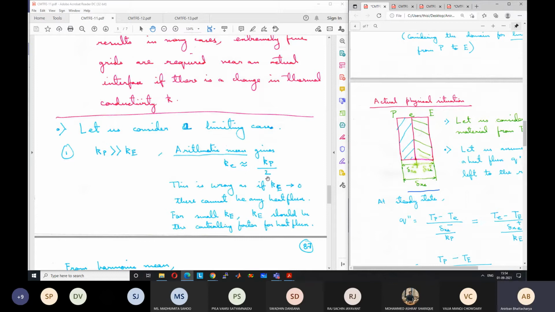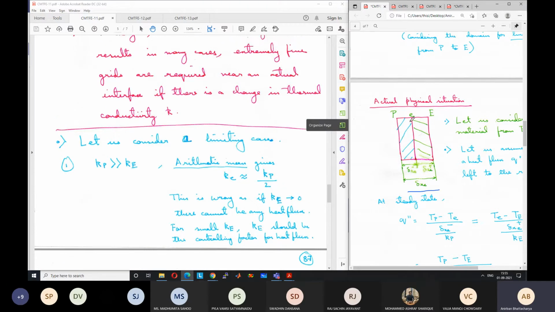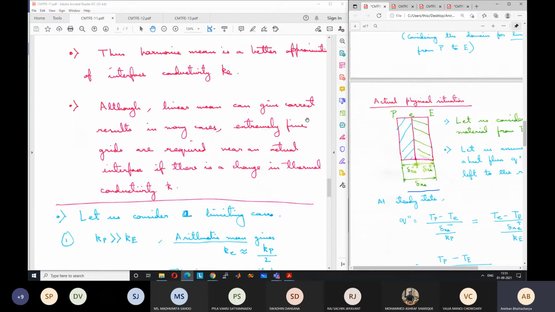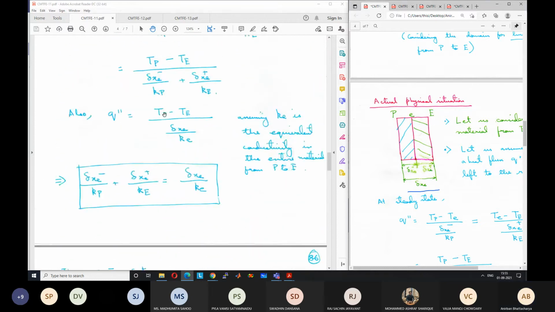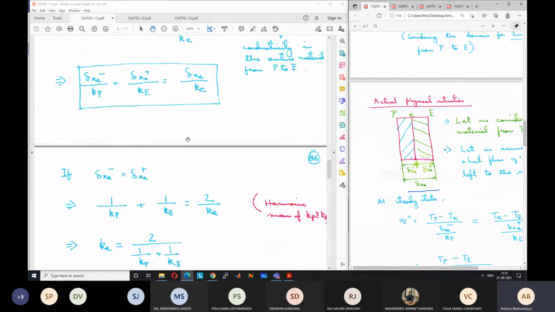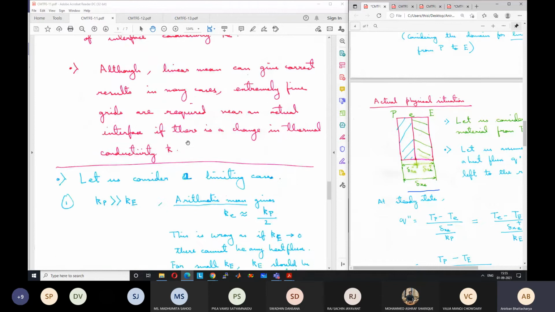So this itself is wrong. Why is it wrong? Because Kp has a very large value, since we are considering a material with a very large thermal conductivity like a metal. So Kp by 2 will also be very large. It means that if we use this equivalent thermal conductivity for calculating the heat flux between P and E, like in this equation, Q dash is equal to (Tp minus Te) by (delta Xc by K), if K is quite large, you will find that the heat flux is quite large.